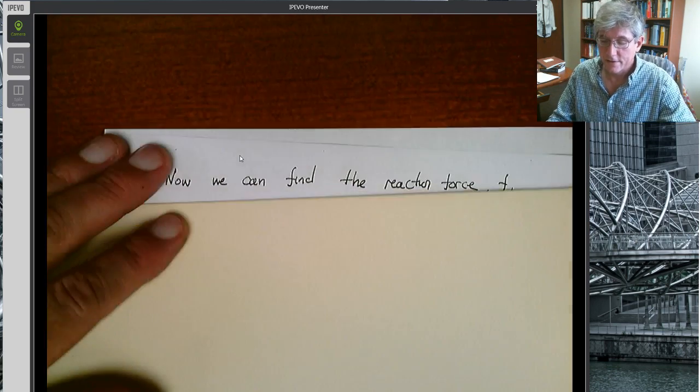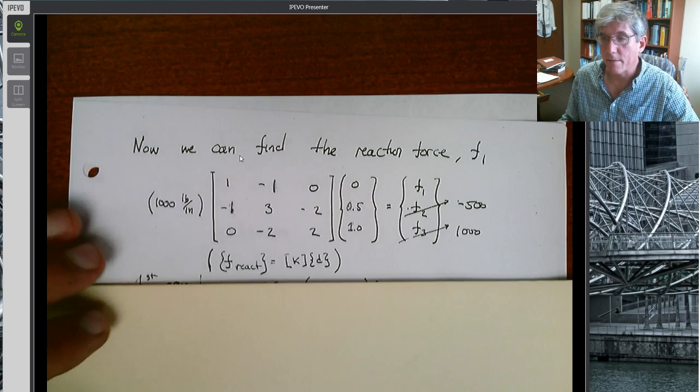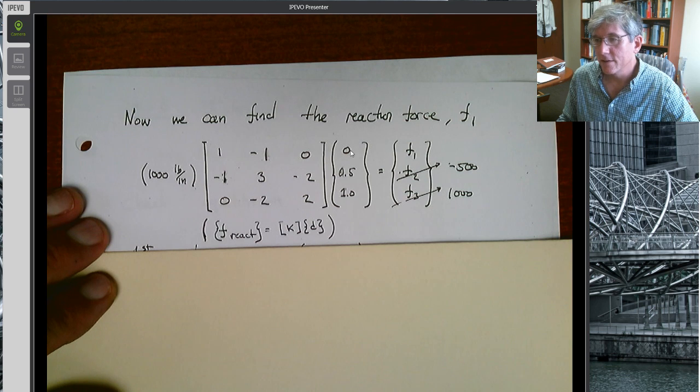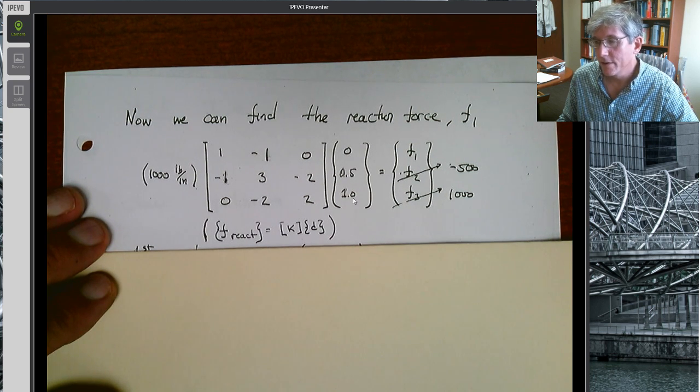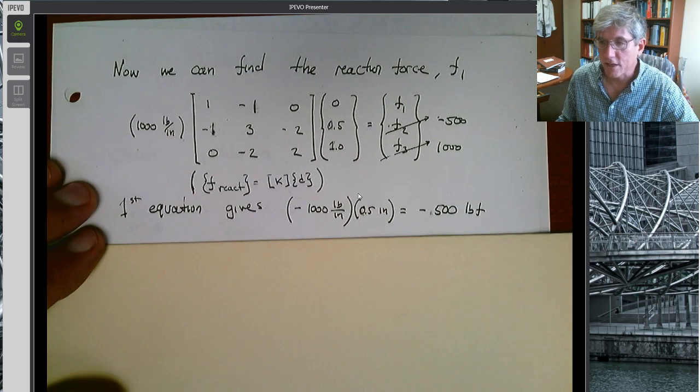Well, let's look at the system we had before. This was our original stiffness matrix. Now I actually know the displacements D. I know it's 0, I know it's 1/2, and I know it's 1. And that has to equal the external forces. F2 and F3 we already did know: it's minus 500 and 1,000. But this first equation is going to allow me to find F1. So F1 has to be equal to 1,000 times 0.5 minus 1,000 times 1.